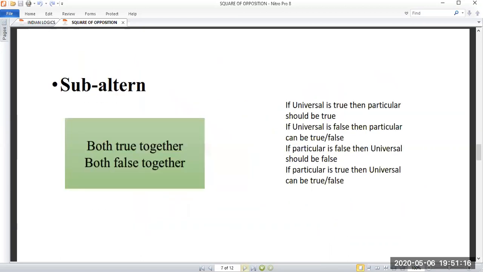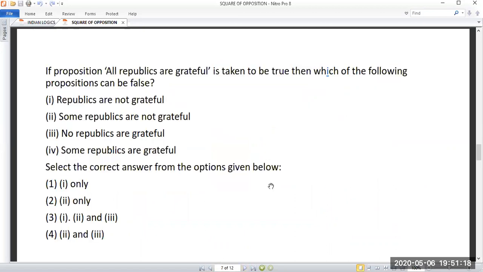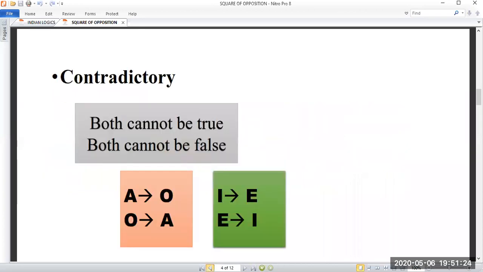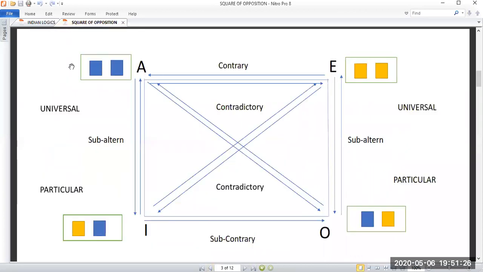So next case is, if universal is false, then particular can be true or false. So we'll take this case. If universal is false, so A is taken as false. So what will happen? All blue will be turned into, it can be one yellow or both are yellow.